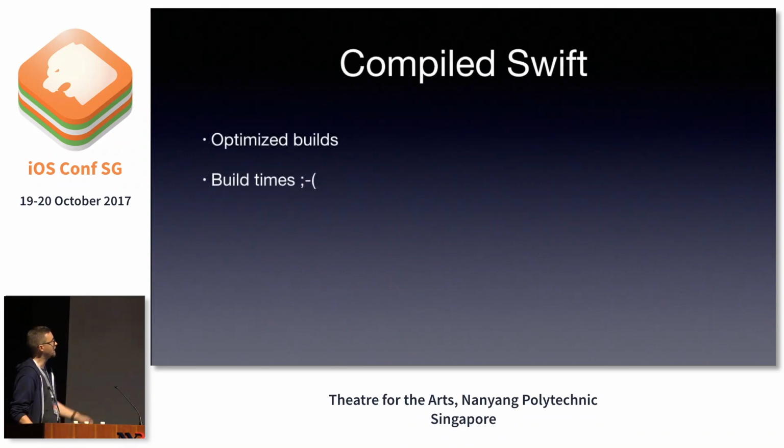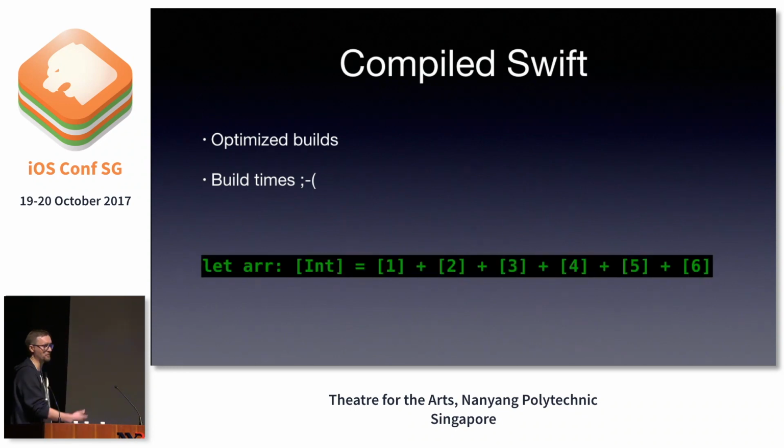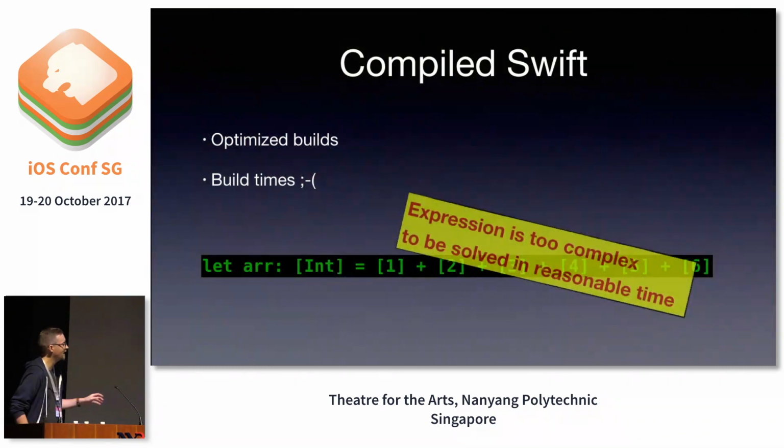On the other hand, we have compiled Swift, and this is what we work with. So the benefit is of course that it's optimized, right? But the build times are quite significant. Let's consider this example. I checked that yesterday because this is an old issue. There was another one, but the other one is fixed. But that one is not. This simple addition of 6 arrays of integers is too complex to be solved on this machine, and this is an i7 Intel with 16 gigabytes of RAM and everything, right? Well, it's too complex.